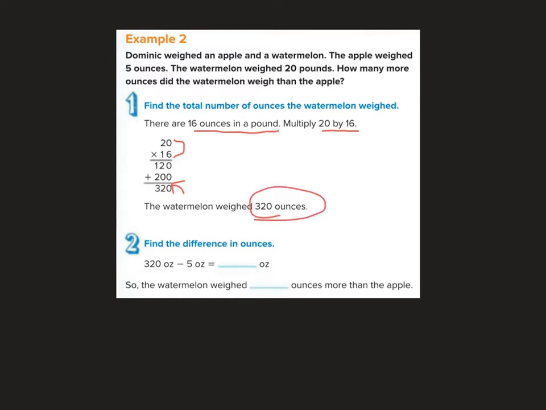So we just converted our pounds to ounces. Now we have to subtract to find the difference, or how many more ounces. So 320 minus 5 is going to be 315. So the watermelon weighed 315 ounces more than the apple.